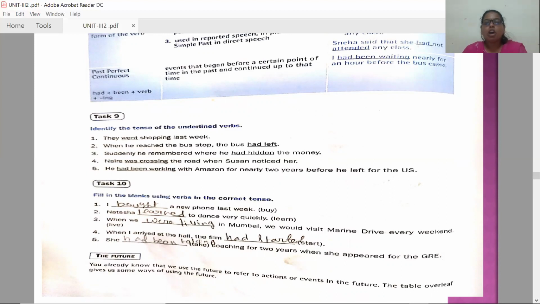When I arrived at the hall, the film had started. Start is the option, had started. She had been taking coaching for 2 years when she appeared for the GRE. Take is the option, she had been taking. So this is the simple past, past continuous, past perfect and past perfect continuous verb form.